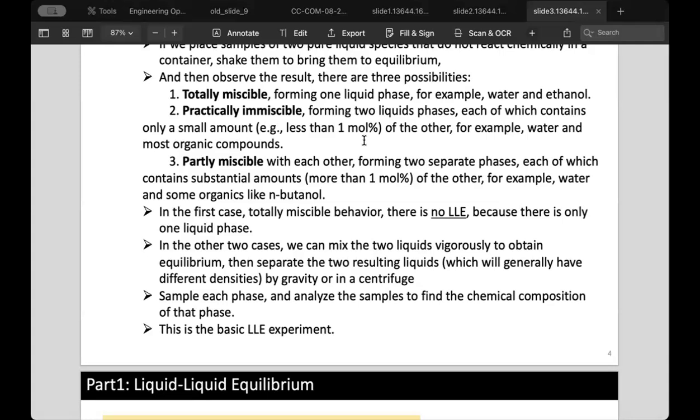And the third one, partly miscible. Of course, it forms two separate phases, each of which contains substantial amounts, more than 1 mole percent. Like water and butanol, an alcohol. In this case, there are also two phases, but each contains a high amount of the other component. So in this case, we also need liquid-liquid equilibrium to analyze it.